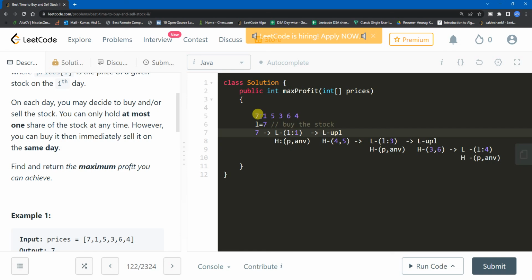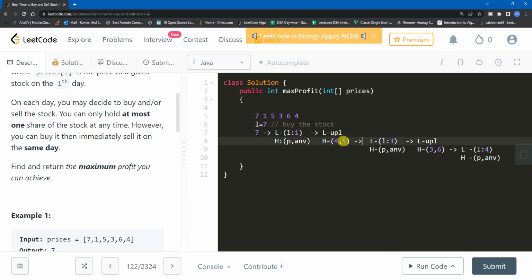Here we get 5, and 5 is higher, so we calculate the profit and get 4. Since we already sold that stock, we need to buy a new stock. We can buy it on the same day or on the next day, so we just buy on the same day at price 5. For us it is the lower value, because we still don't know which value is lower or higher. We simply buy the stock and assume this value is lower.